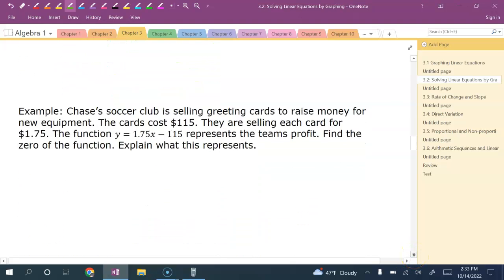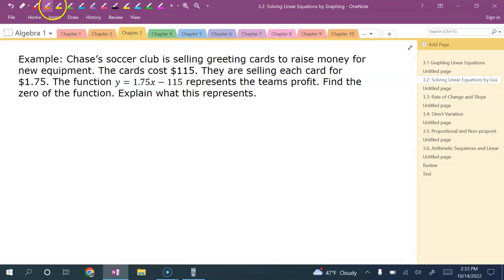Now let's take what we were learning here and let's apply it to a story problem. So this first one says that Chase's soccer club is selling greeting cards to raise money for new equipment. The cards cost $115. They are selling each card for $1.75. The function y equals 1.75x minus 115 represents the team's profit. Find the 0 of the function and explain what it means.